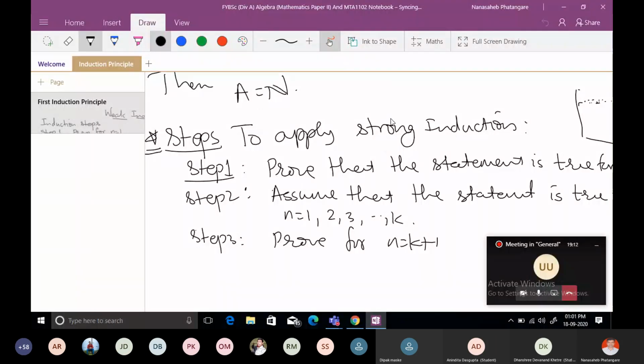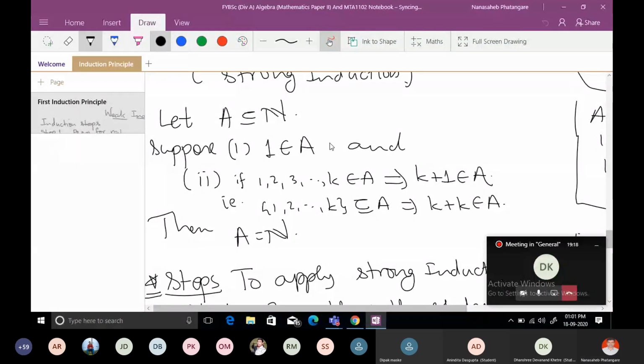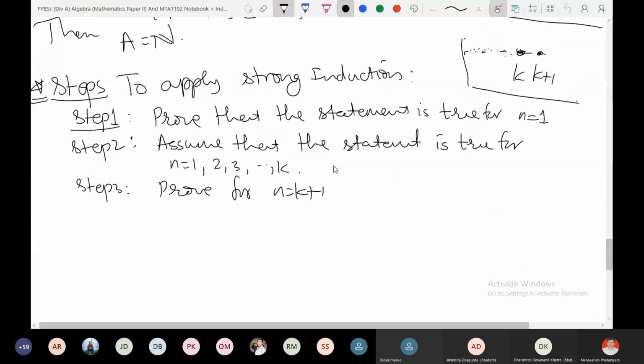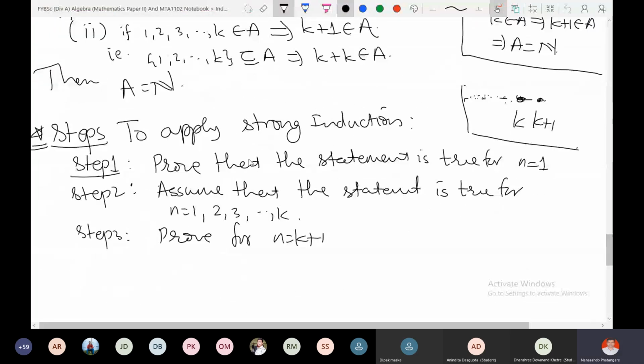So today we were talking about this. All of you remember strong form of induction. We were talking about strong form of induction. So what are the main steps of a strong form of induction?